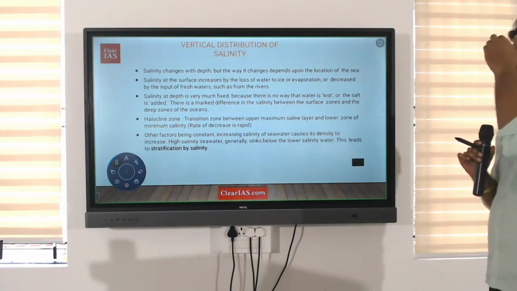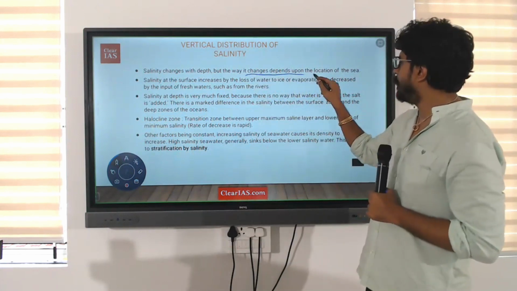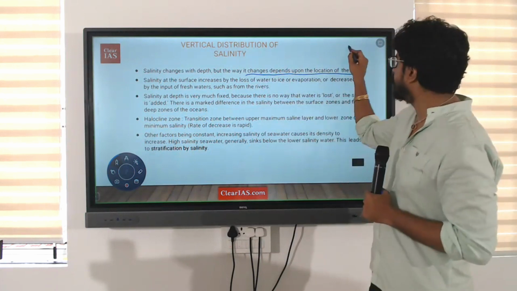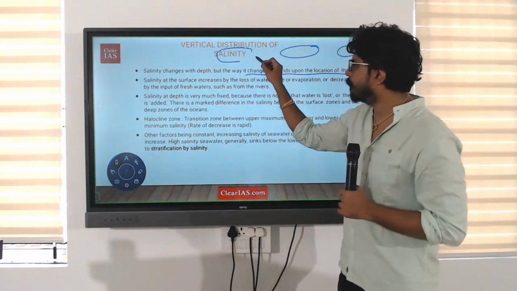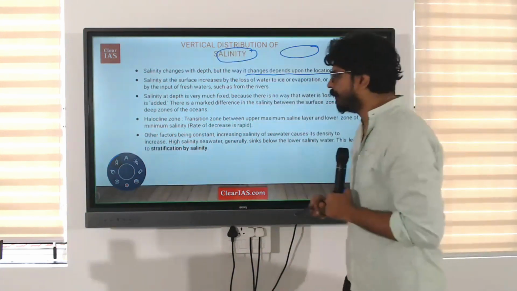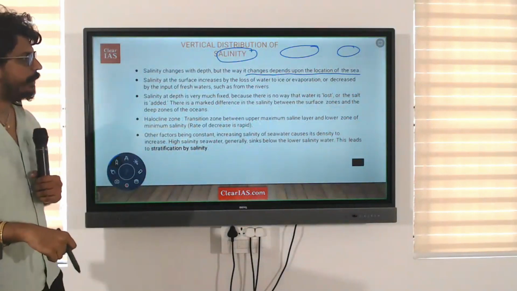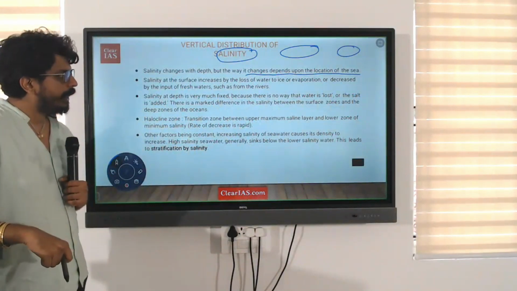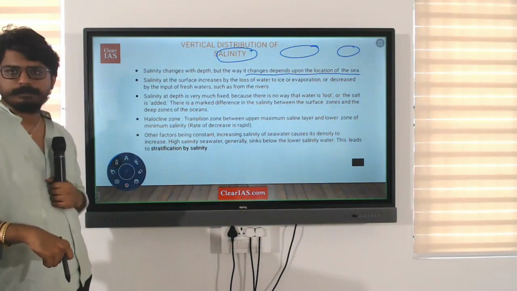Salinity changes with depth. But the way it changes depends on the location, whether it is near the equator, in the middle, or near the poles. That would determine how it changes. Salinity changes with depth, but the way it changes depends upon the location of the sea.